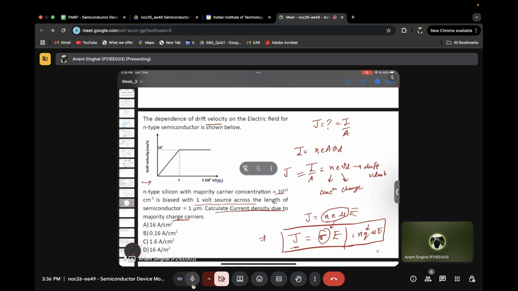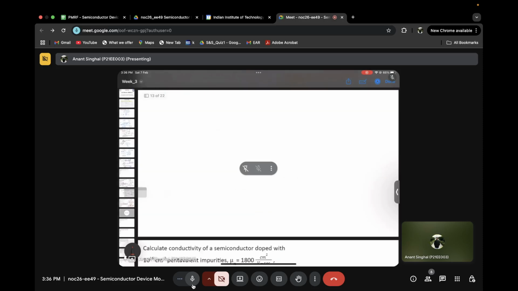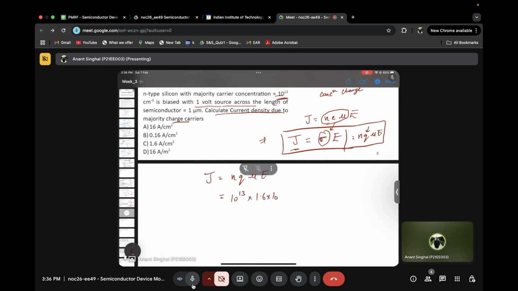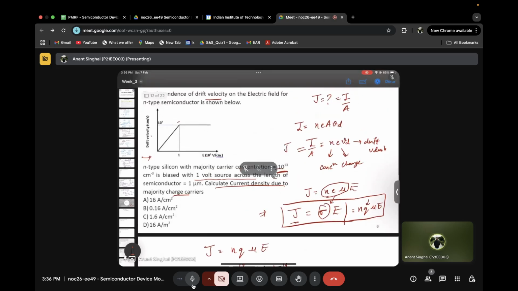So still no answer. Okay, so let me try. We need to calculate the current density, which is n q mu E. Now n is the concentration, which is given as 10 to the power 30. Charge, we know it's 1.6 times 10 to the power minus 19. Mobility is not given, so again it is a slope. We just calculated it as the change divided by 10 to the power 5 minus 0. It was 100.